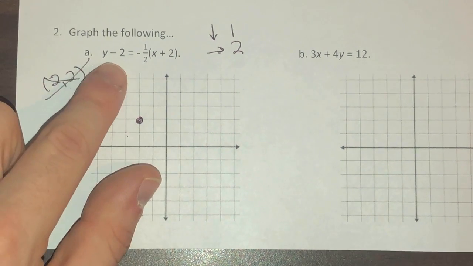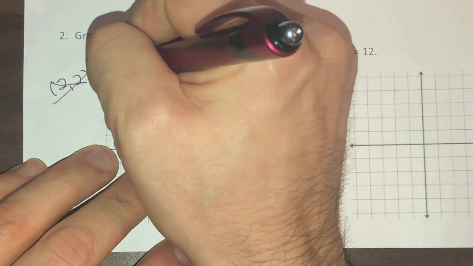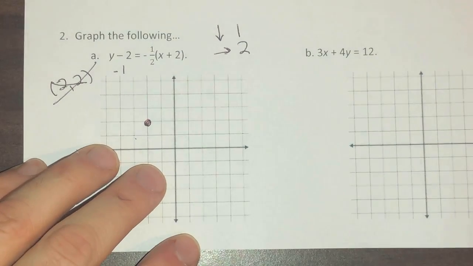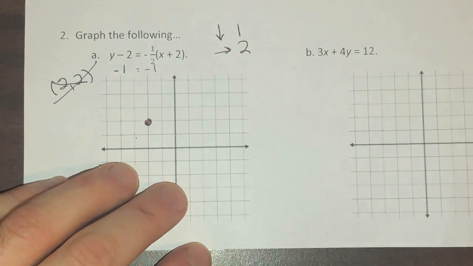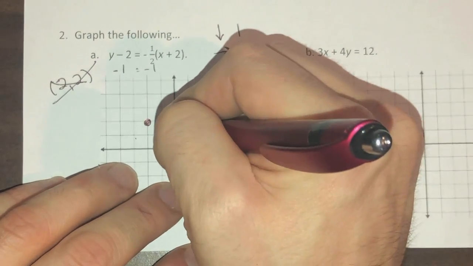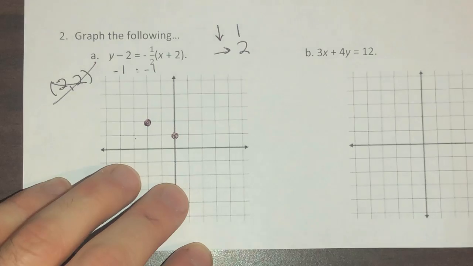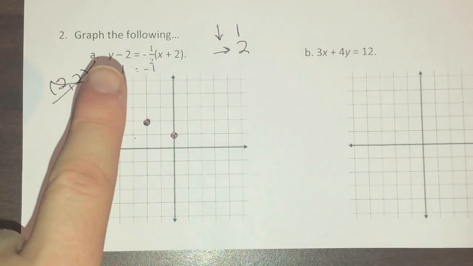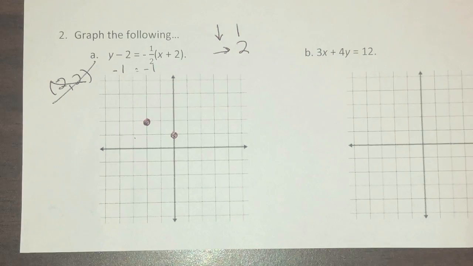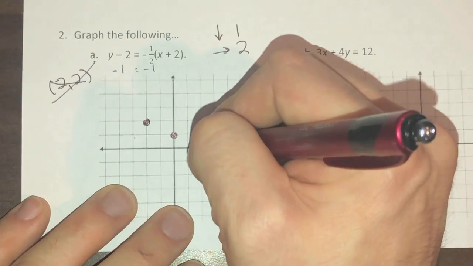I just happen to know that's on the line already. If I do 1 minus 2, I get negative 1. If I do 0 plus 2, I get 2, which when multiplied by 1/2 is negative 1. Those are equal. So 0, 1 has to be on the line because if I plug in 0 for y and 1 for x, I get the same thing on both sides of the equation.